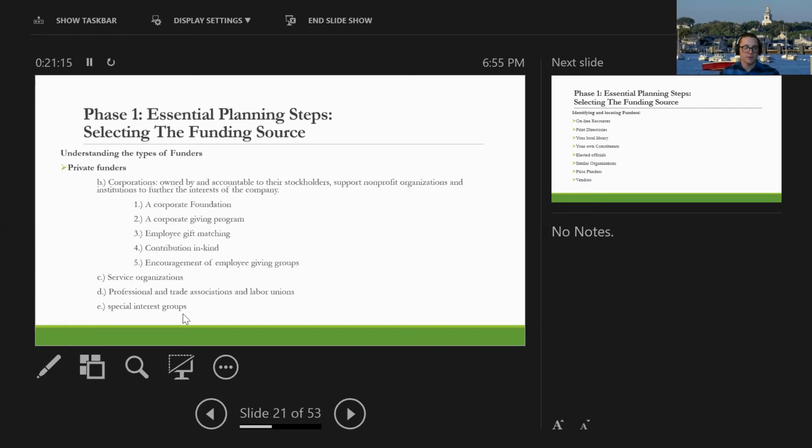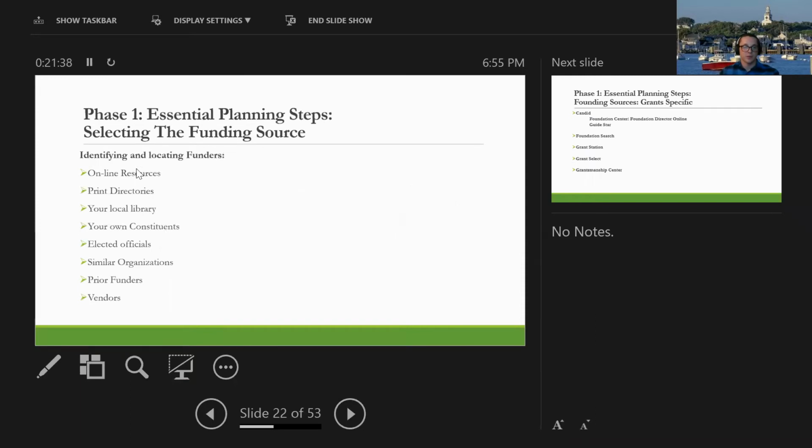Giving groups, service organizations, special interest groups. Special interest groups are going to be more of what you call a 501c4. Those are more of your advocacy groups. They're a little bit different than your 501c3. You're more of your nonprofit corporation and that sort of thing.